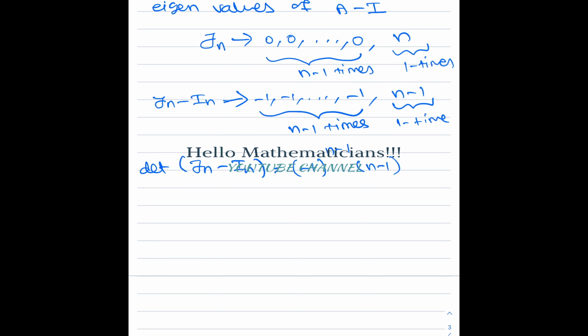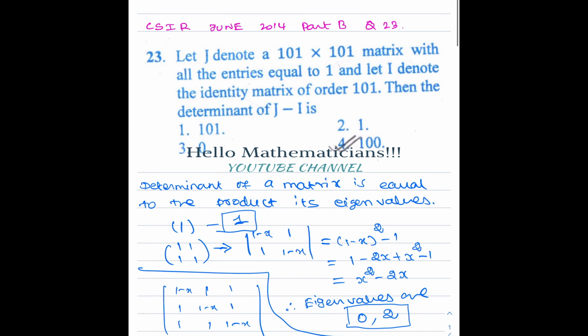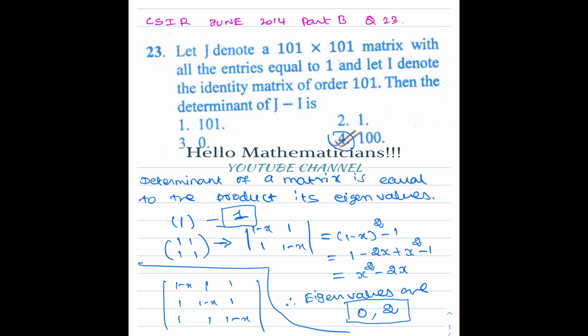In this problem, we are asked to find the determinant of J101 minus I101. This is equal to minus 1 power 101 minus 1 times 100. So this is minus 1 power 100 times 100. Minus 1 whole power 100 is 1, so it is 100. Therefore, the determinant of the all one matrix minus the identity matrix of order 101 is 100. So what is the right option? The correct option is D.